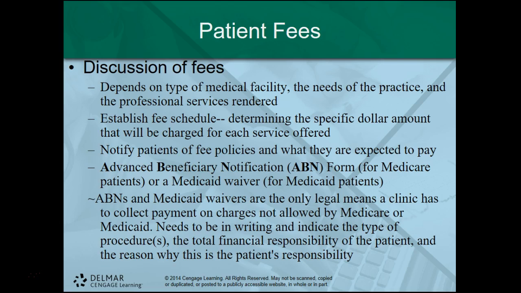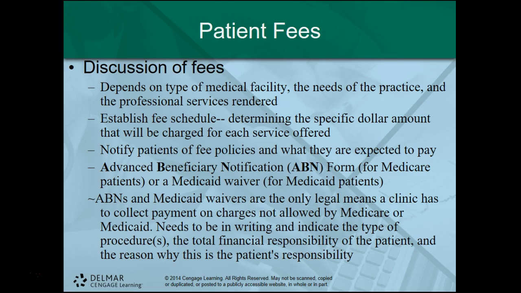Some Medicare patients will require advanced beneficiary notifications. Those are more commonly known as ABNs. And some Medicaid patients will have to have Medicaid waivers. And what that tells Medicaid and Medicare patients is that those government-funded insurance programs may not pay for those services if they are received from the provider.